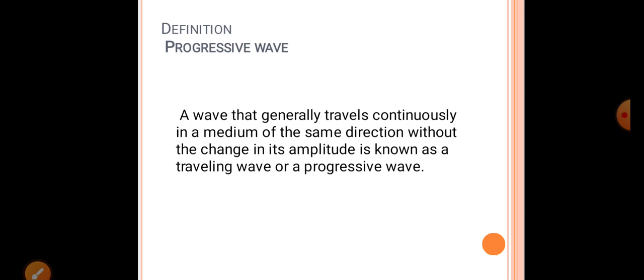When we produce disturbance in a medium continuously, the particles of the medium vibrate continuously at their place, and the disturbance goes on proceeding ahead. So the wave produced in this condition is called the progressive wave. In simple terms, we can also say that the wave that generally travels continuously in a medium in the same direction without a change in its amplitude is known as traveling waves or progressive waves.